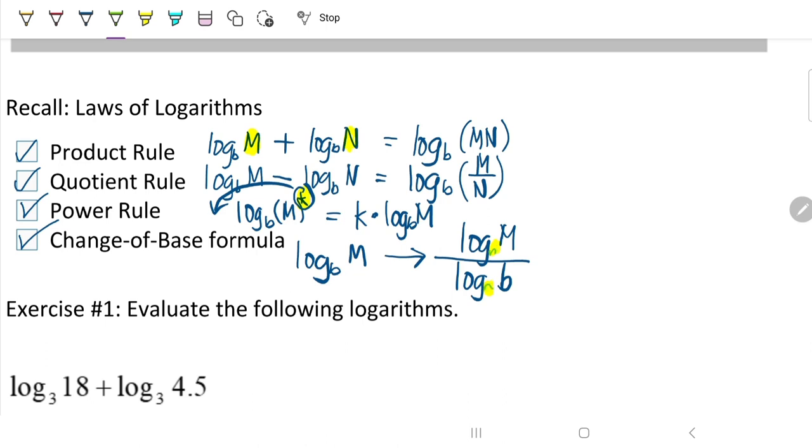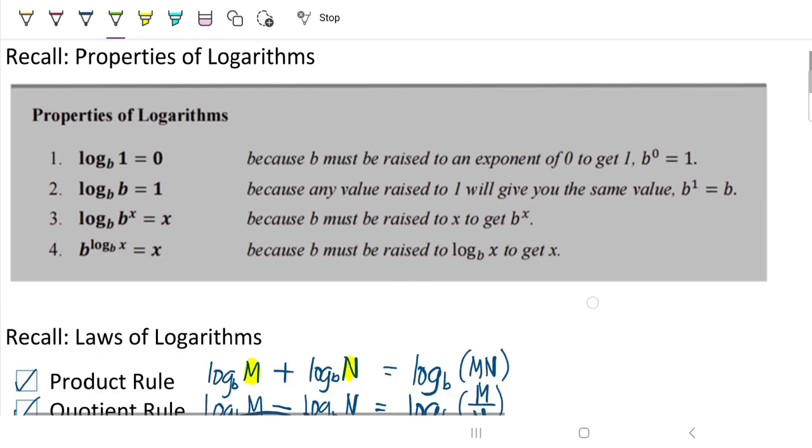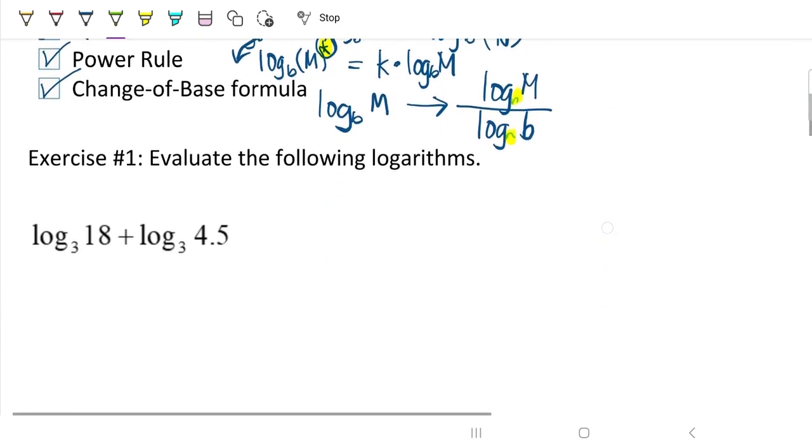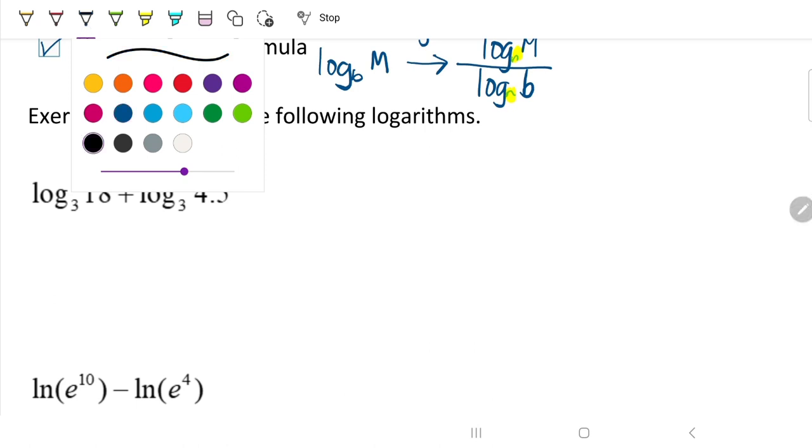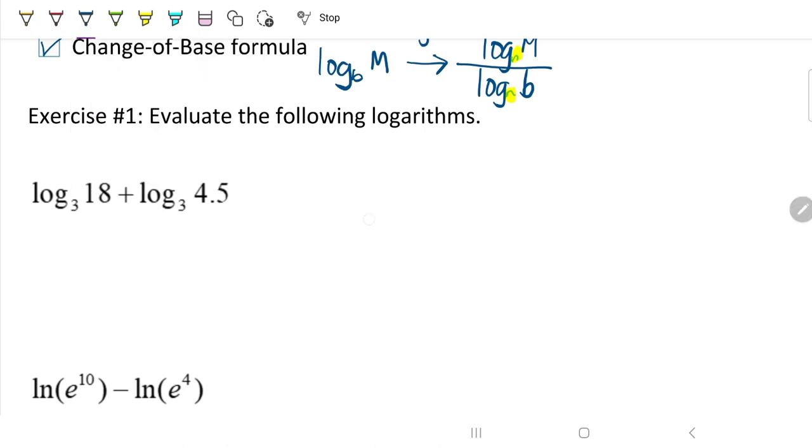Okay, so let's try to apply these different laws of logarithm as well as the different properties to solve the following exercises. So we have here number 1. The instruction is to evaluate the following logarithm, so we are going to combine them if we can. Okay. So number 1, we have log base 3 of 18 plus log base 3 of 4.5.